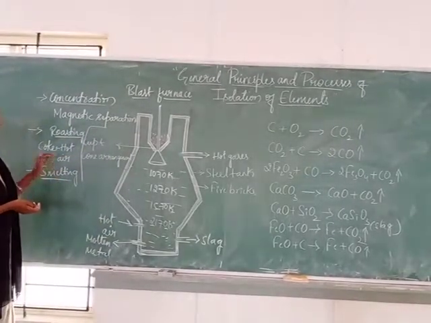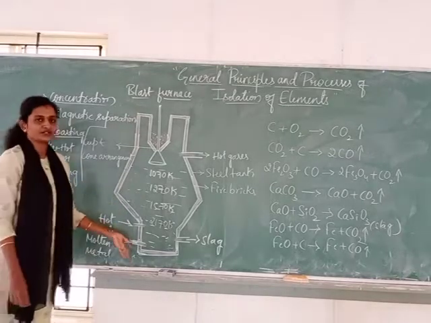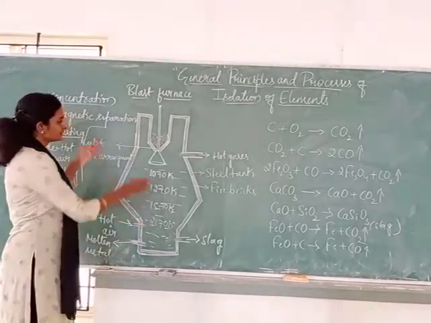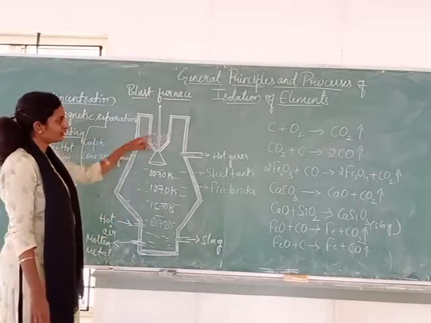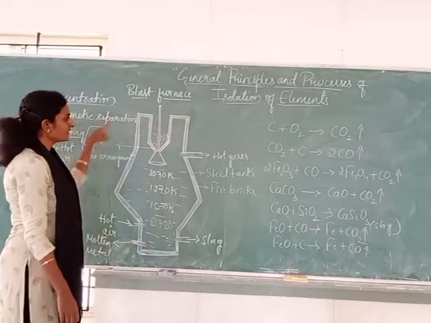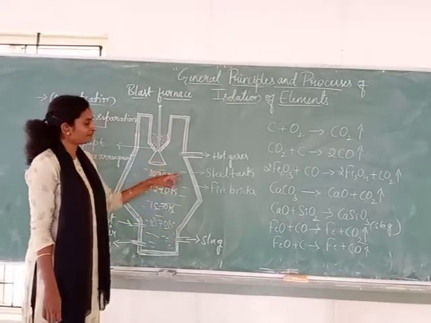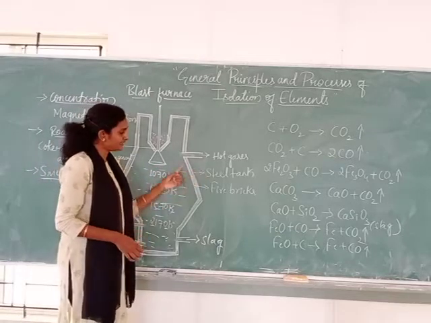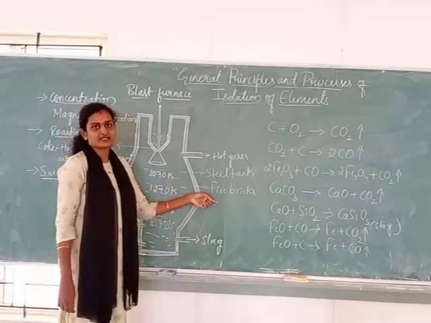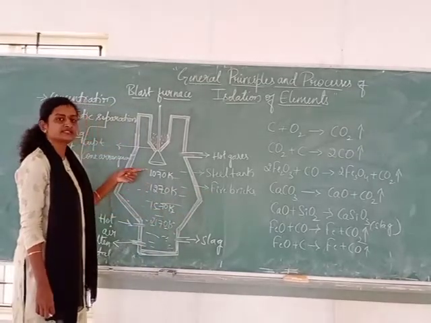So now let us see how this process is going to be carried out in the blast furnace. So this is the setup of the blast furnace or diagram of the blast furnace. You can see this is a steel container which is made of iron sheets, a big steel tank, and the inner layer will be fitted with fire bricks because a lot of heat energy is going to be released inside the tank.